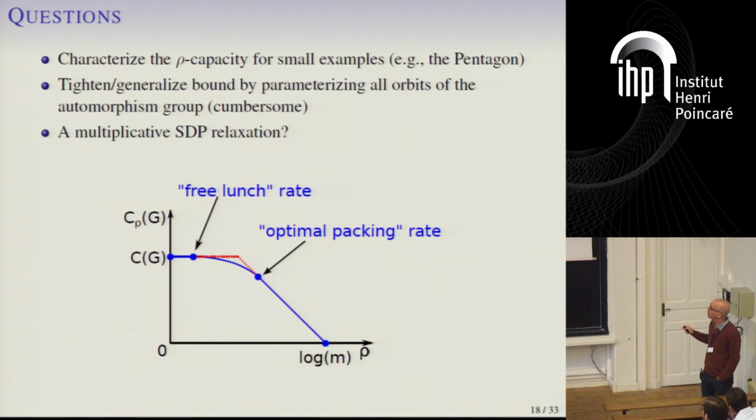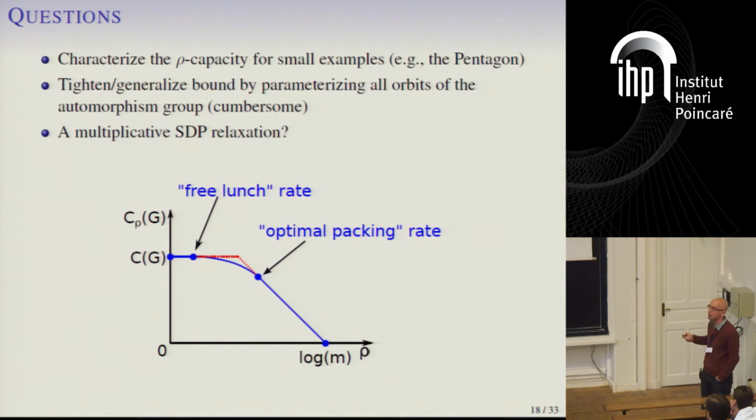Maybe two nice questions that arise correspond to some structural property of this curve, the row capacity curve. There are two interesting points here. One point is what I'd like to call the free lunch rate point, if you will. This is the maximal row such that C row of G is equal to C of G. So this is the point where you can still communicate to the bad receiver at the maximal rate, but get some information across to the good receiver as well. Okay, so this is free lunch, right?